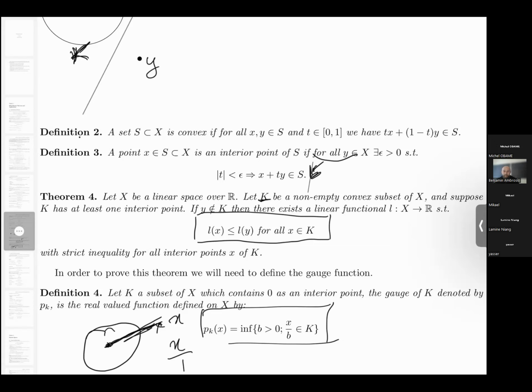Okay. And since 0 is an interior point, for each X you have a finite B such that X divided by B belongs to K. And you take the inf of that. All right.